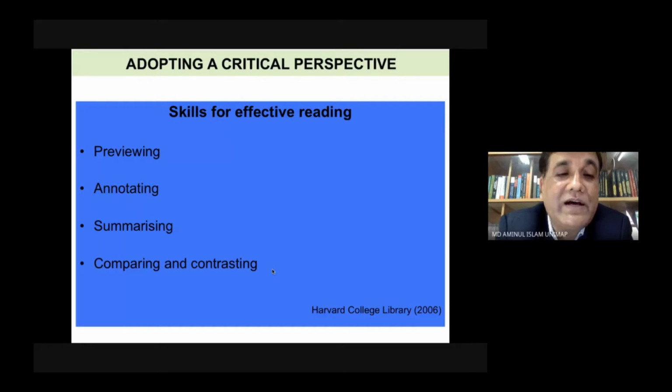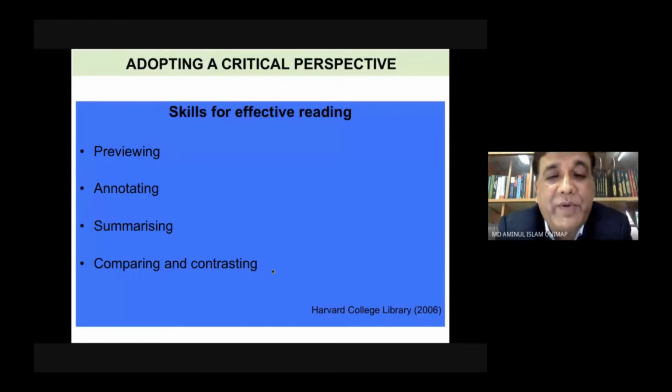And then once you finish underlining and highlighting, after that you will summarize the paper. Take all the important parts and put them in a paragraph from a paper. This is summarizing. And once you read more than one paper, you will start comparing and contrasting. This is what is recommended by Harvard College Library. But I explain this slide in a different way.